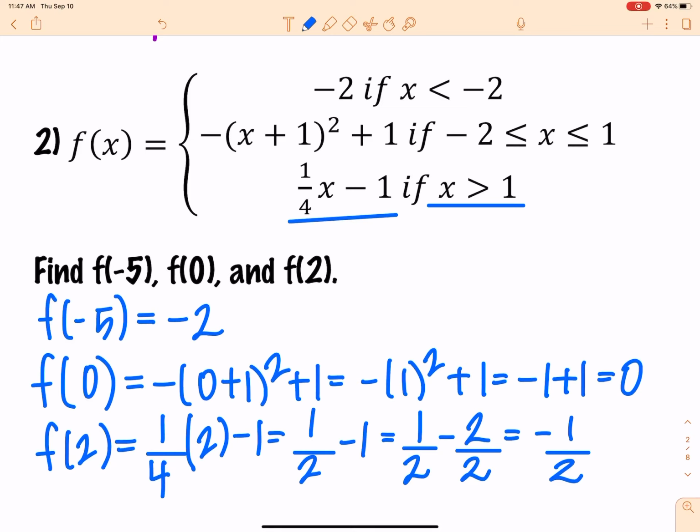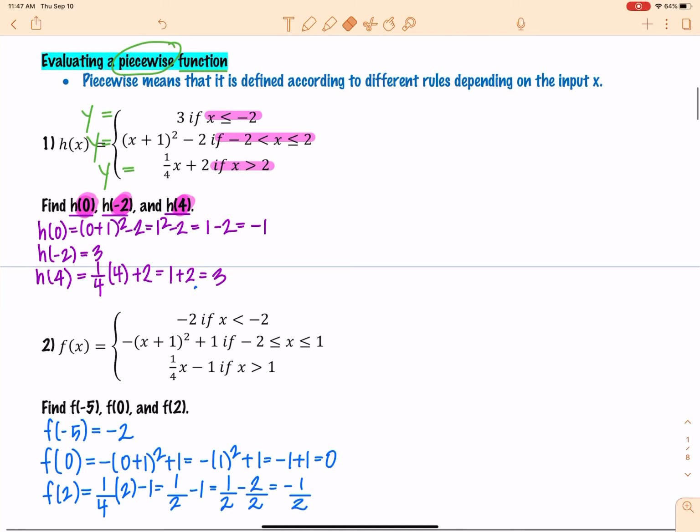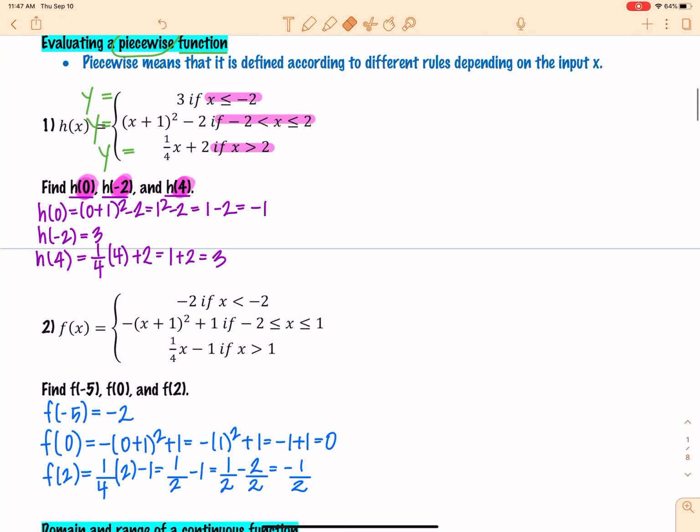Again, you're going to forget this probably tomorrow or something, so please revisit this section if you have questions. But now we're going to get into domain and range before we actually start graphing.